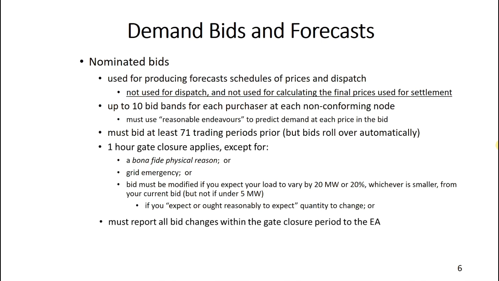And in any case, nominated bids must be modified if the spot purchaser expects their load to vary by 20 megawatts or 20%, whichever is smaller, from their current bid, but there is an exception for any expected variation under 5 megawatts. And all rebids within the gate closure period must be reported to the Electricity Authority.